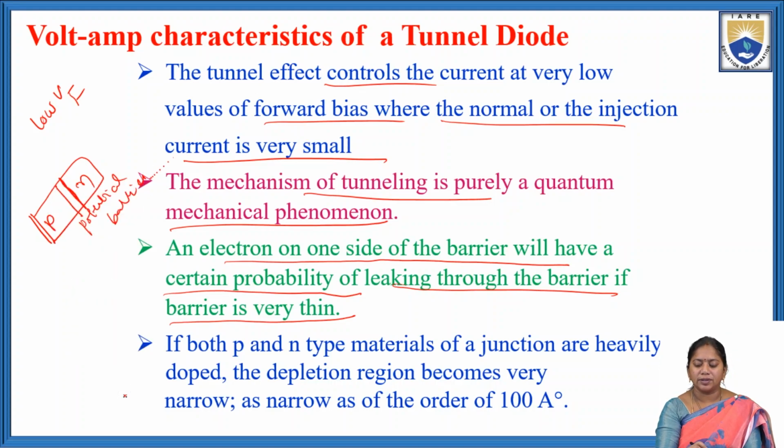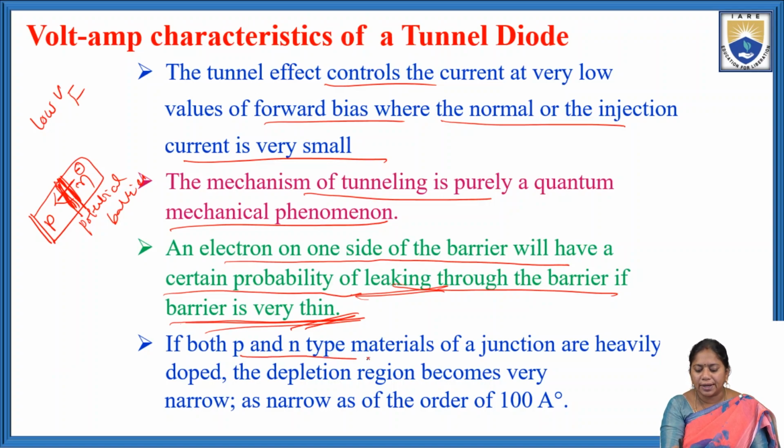For example, the electron is present on the N side. It has a certain probability of leaking through the barrier if the barrier is very thin. If this potential barrier is very thin, then the electron is directly tunneled to the P region. So if the potential barrier is very thin, the electron from one side to the other will easily tunnel. Tunnel means it easily penetrates through the very thin layer of the potential barrier.